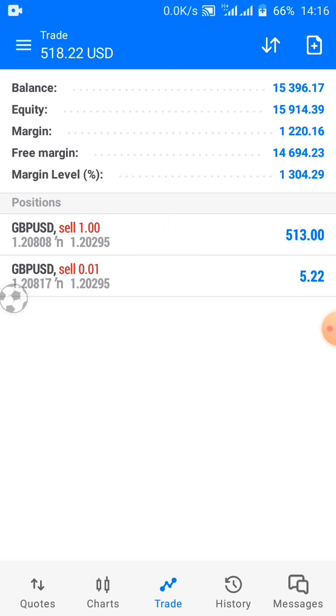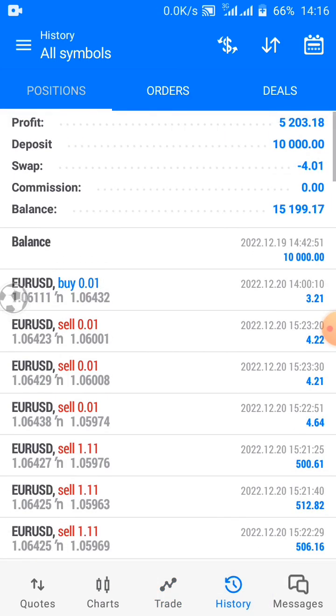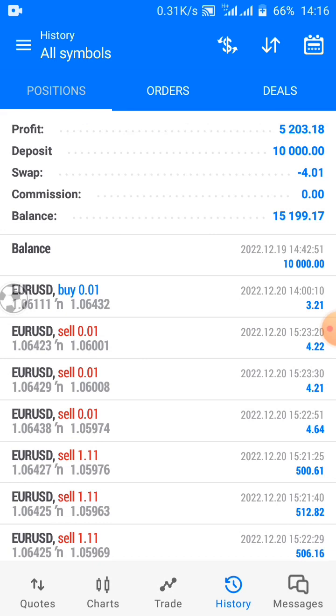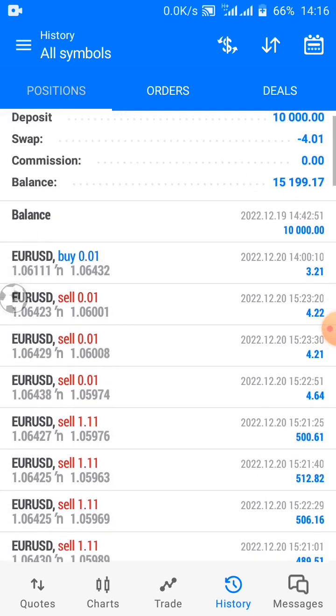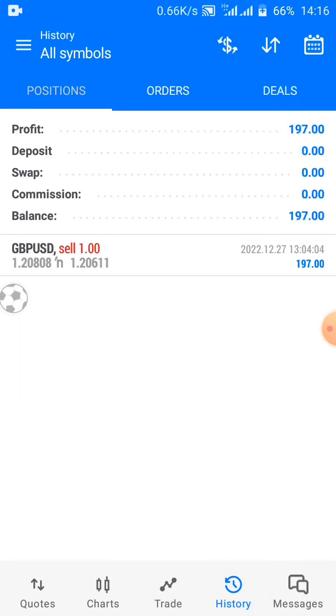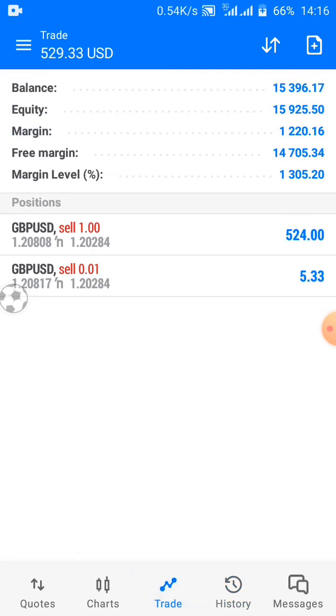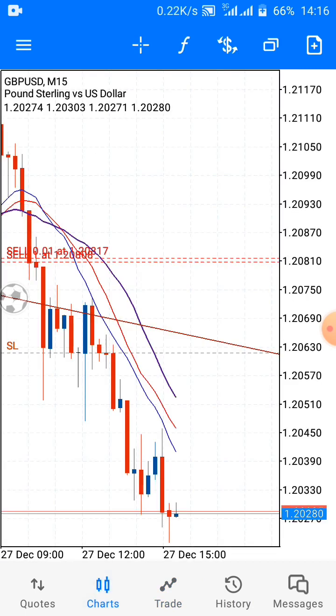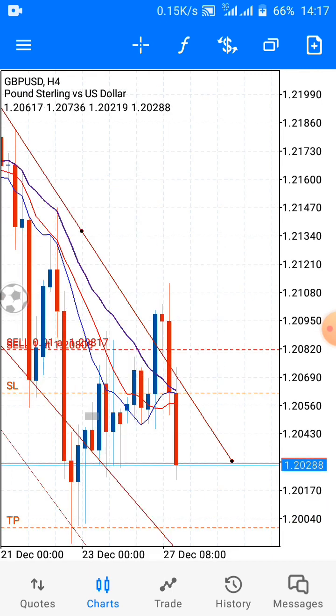Okay, so again, here's my history. You can see that the initial deposit was $10,000, and the profit right now is 50% of that, as you can see right here. Okay, so today, just today, initially we have made $197, which was the first trade that I closed earlier just to secure my profits. Okay, so I'm going to be trailing this stop until it gets to our take profit level, and then I'll close my trade. So that's it. Let me pause the video again and I will continue to update you.